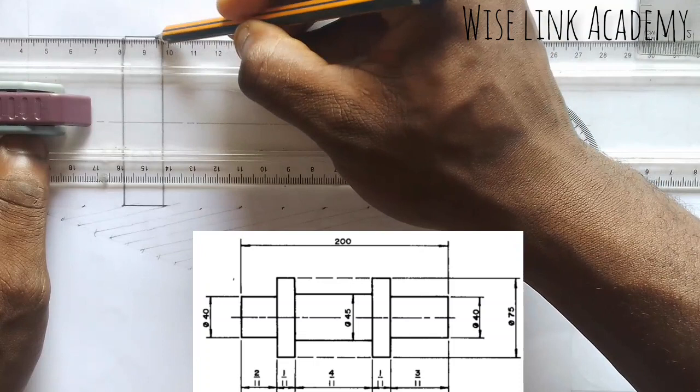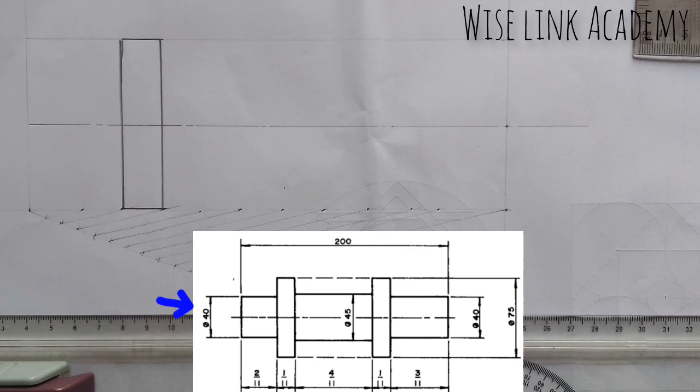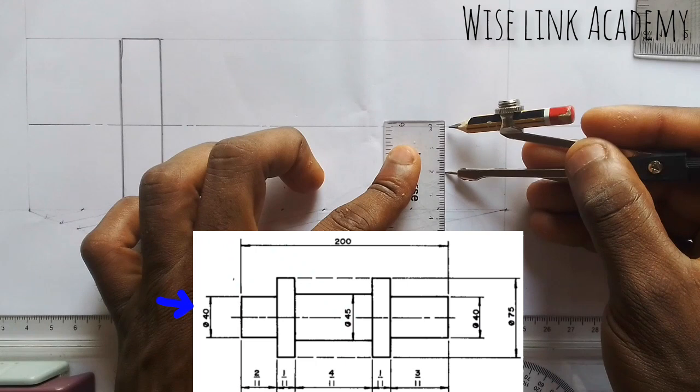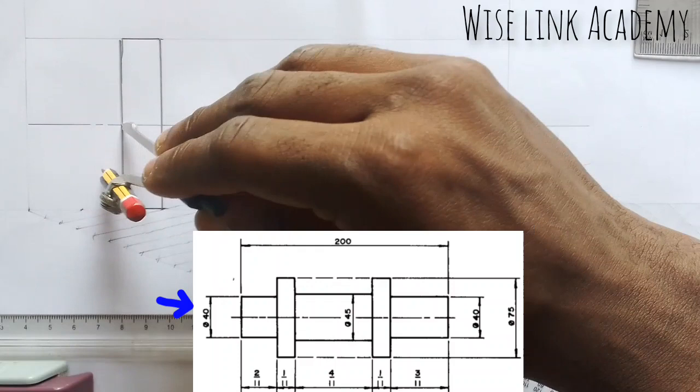Now, before I move on, what do you observe? See that place my arrow is indicating? It is what? Diameter of 40. So I'm going to 20. 20 on my meter rule. So, using my meter rule, measure out 20 from here to here. It's 20, right? At this point, strike an arc here, an arc here.